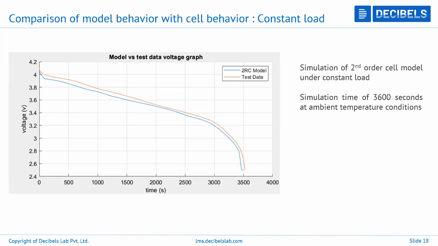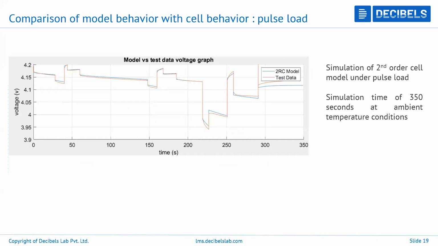So basically, this is the second order cell model that you're seeing here. And if I'm simulating this for the same conditions as that of the testing data, then I can compare the two results and see how accurate my model is. So this way, we are able to see whether the model is able to give the accuracy as predicted. And utilizing this, we can go for different types of simulation as well.